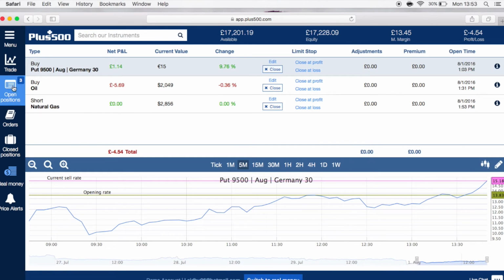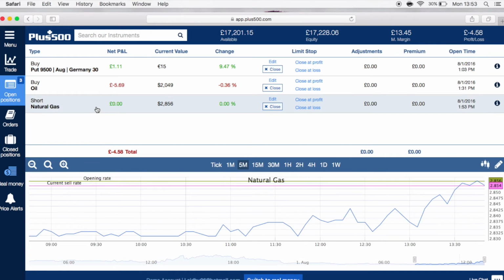tab. Now these other ones here are just ones that I opened earlier, just for the purpose of this video. Now this is the trade that I just opened, natural gas, and it's currently at £0. If it drops any more, we'll go right into profit. If it goes higher, we'll be in a loss. Now I can close this trade at any given time that I feel, or I can use Plus500 and they can do it for me.